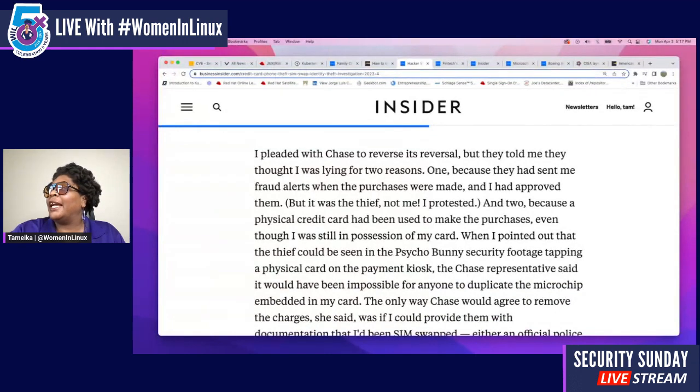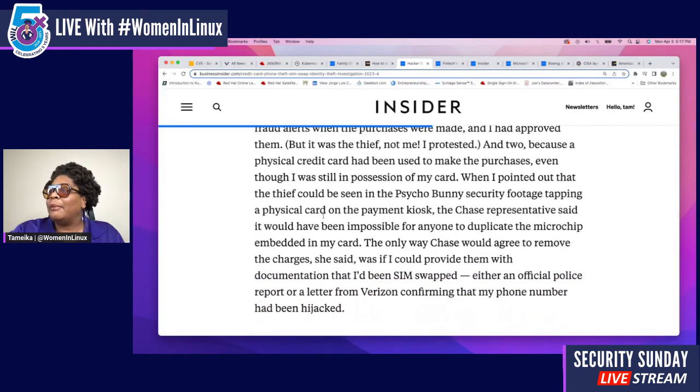One, because they had sent me fraud alerts when the purchases were made, and I had approved them. But it was the thief, not me, I protested. And two, because the physical credit card had been used to make the purchases, even though I was still in possession of my card. When I pointed out that the thief could be seen on Psycho Bunny security footage tapping a physical card on the kiosk, the Chase representative said it would have been impossible for someone to duplicate a microchip embedded in a card.